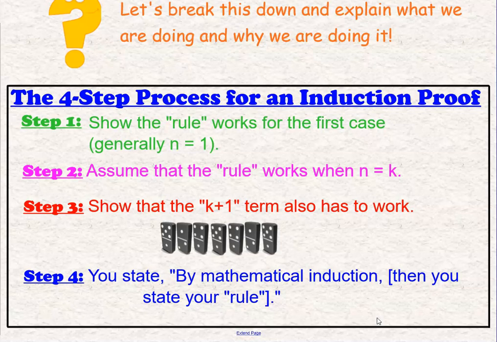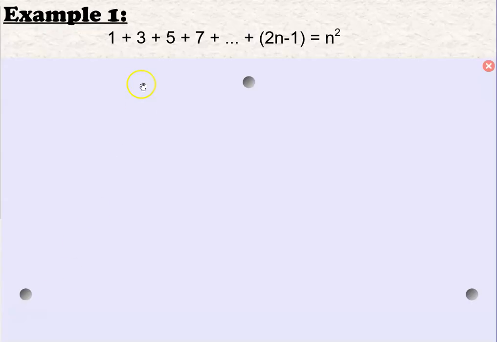Let's do a problem together. So we have this problem right here in your guided notes. And let's work through it step by step, the 4 steps in an induction proof. So what are we saying up here? We're saying if I take 1 plus 3, which is 4, plus 5, which is 9, plus 7, which is 16, and I keep adding, it looks like odd numbers, and I get up to 2 times n minus 1, that's going to be n squared. Now you may recognize this because we actually talked about this in class. But let's see if we can prove it through this system called induction.